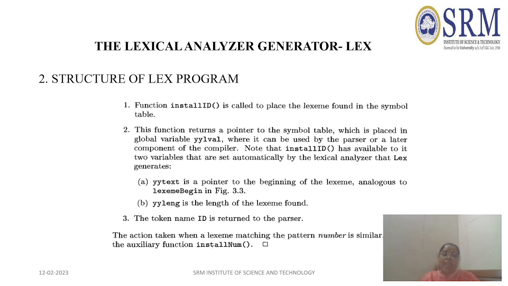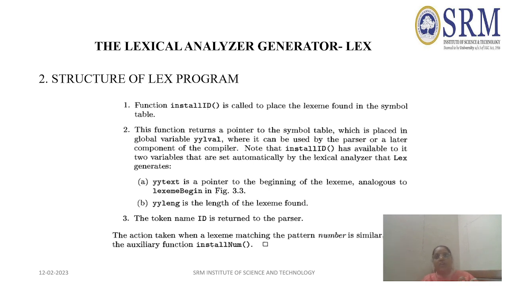This installID function will install the lexeme into the symbol table, and YYLVal we have seen already. On installing that lexeme into the symbol table, the function returns a pointer, which is placed in YYLVal. Note that installID has available to it two variables, which are set automatically by the lexical analyzer that Lex generates.